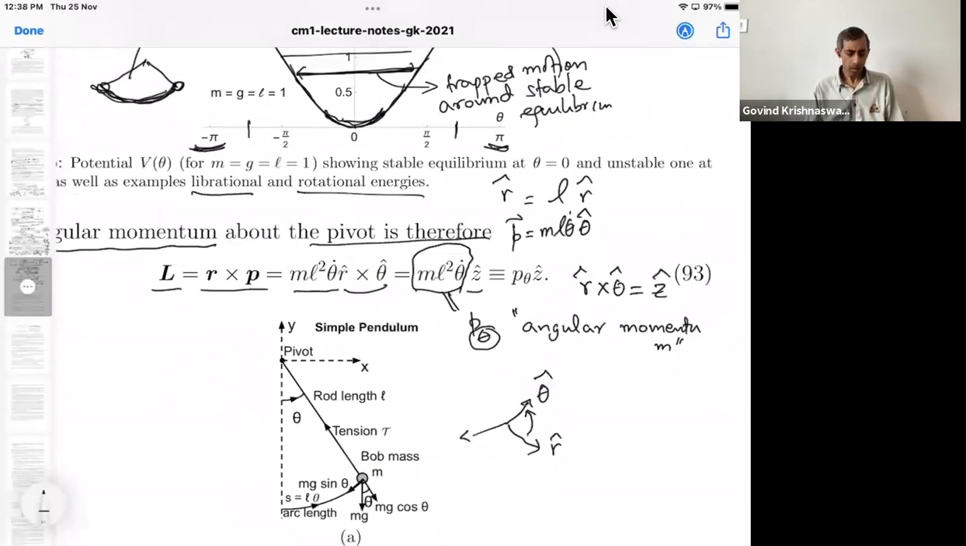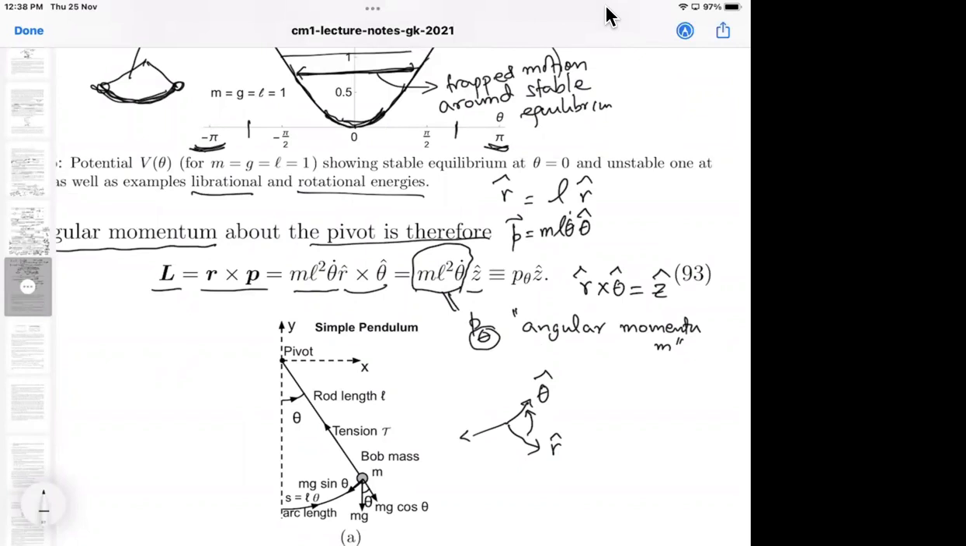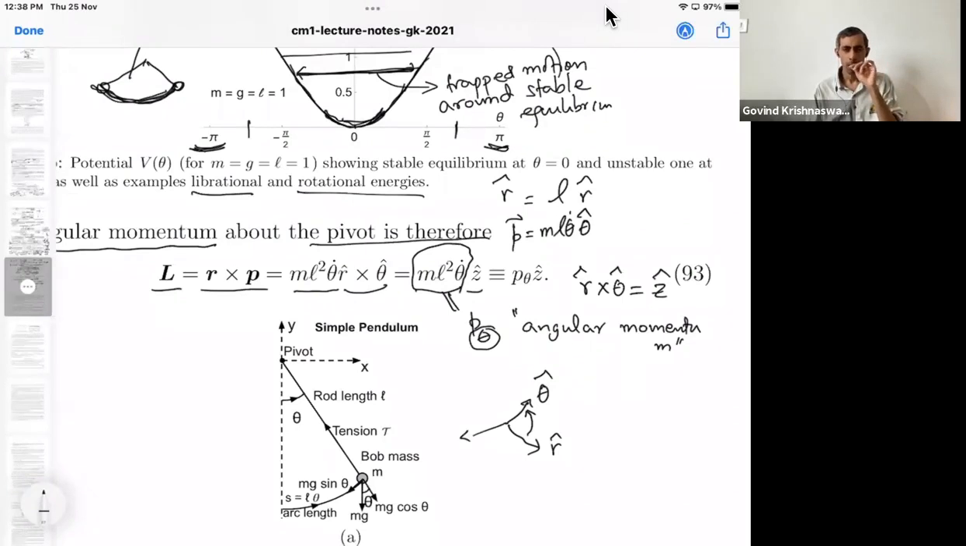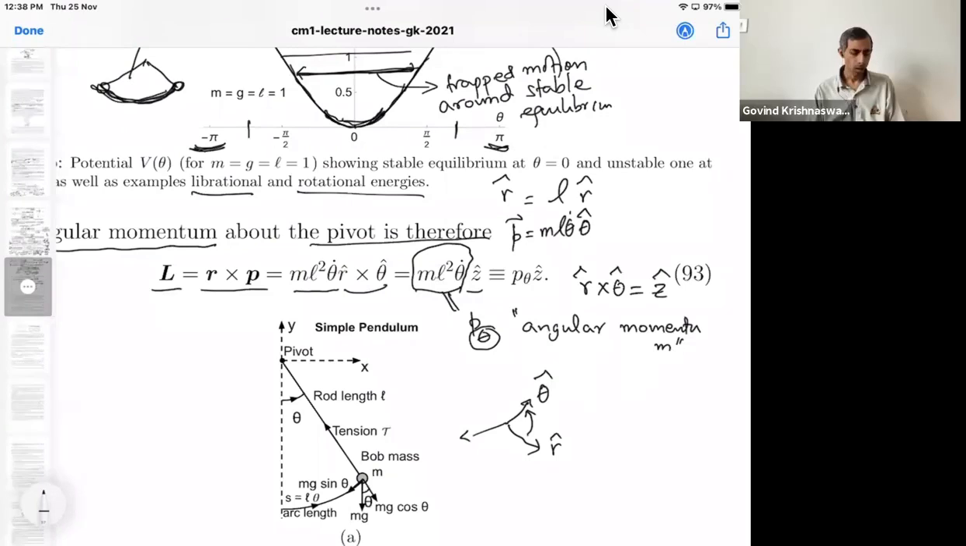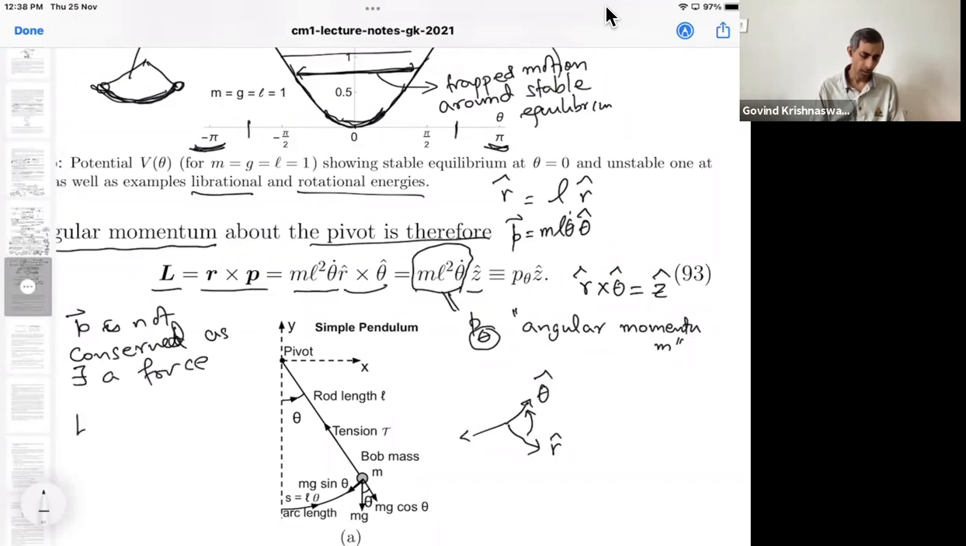Please tell me, is the angular momentum of this bob conserved? No, sir. Is the linear momentum of the bob conserved? No, sir. Neither is conserved. Why isn't the linear momentum conserved? Because there is a force on the bob. Exactly. So linear momentum p is not conserved, as there exists a force. And now you are saying that L is also not conserved. What is the reason for that?